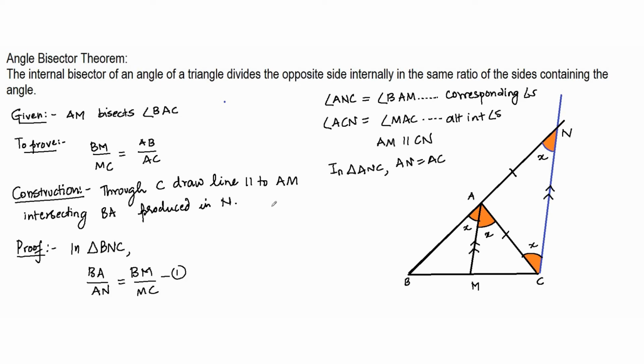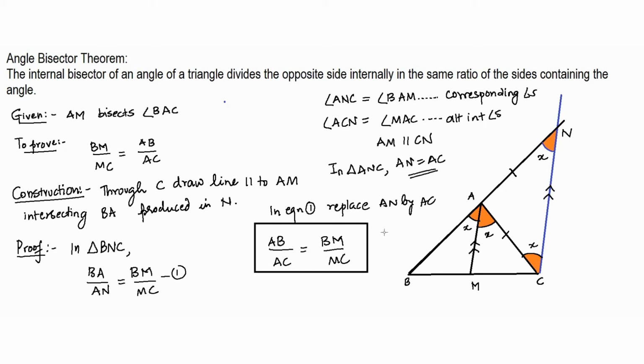So in equation 1, I can replace AN by AC because AN and AC are equal to each other. Therefore, I say that AB upon AC is equal to BM upon MC, and this is exactly what we had to prove, and hence this is the proof of the angle bisector theorem. So we use BPT to prove the angle bisector theorem. Let me pause for a minute while you take a look at the proof.